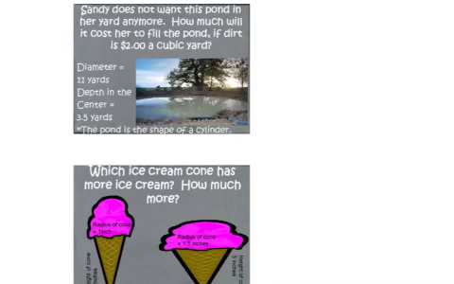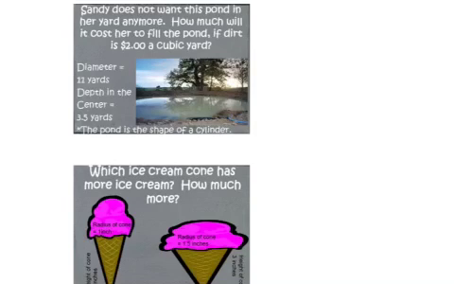Okay, so go to the back of the packet where you have a word problem with Sandy, and it says, Sandy does not want this pond in her yard anymore. How much will it cost her to fill the pond? If dirt is $2 a cubic yard. The diameter of the pond is 11 yards. The depth in the center is 3.5 yards. So the pond is in the shape of a cylinder.